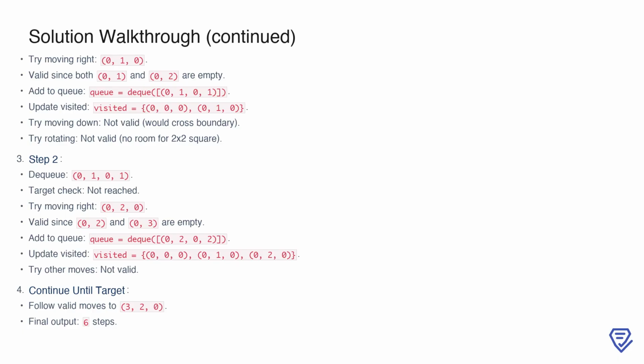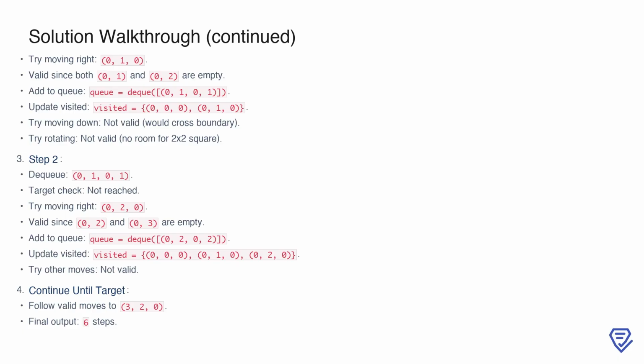From the initial state, the first move we try is moving the snake to the right, resulting in the state 0, 1, 0. This move is valid as the cells 0, 1, and 0, 2 are both empty. We add this new state to the queue and mark it as visited. Next, we consider moving the snake downward, but this move is invalid because it would push the snake out of bounds. Rotating the snake is also not a valid move here, as there isn't enough space for the snake to form a 2x2 square.